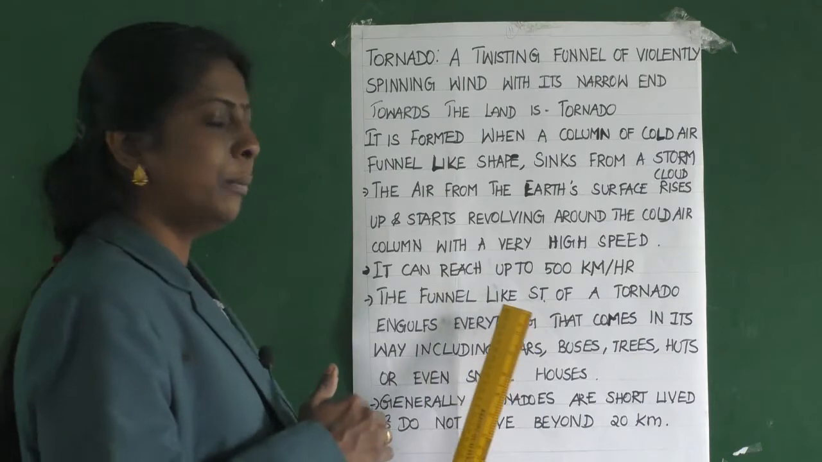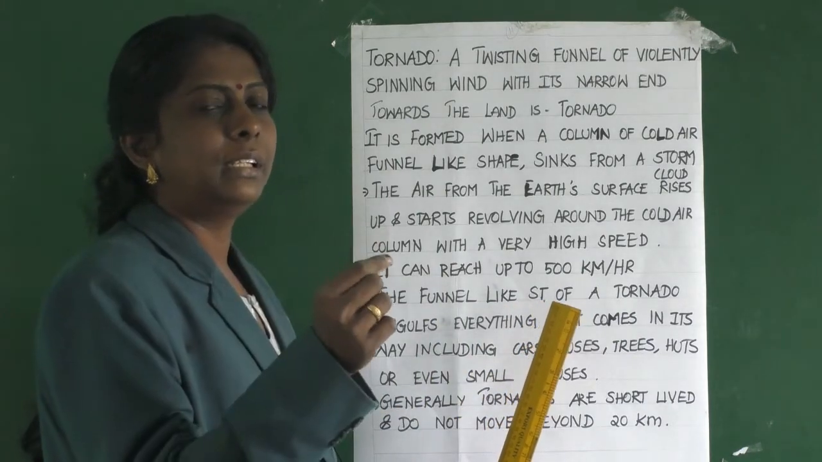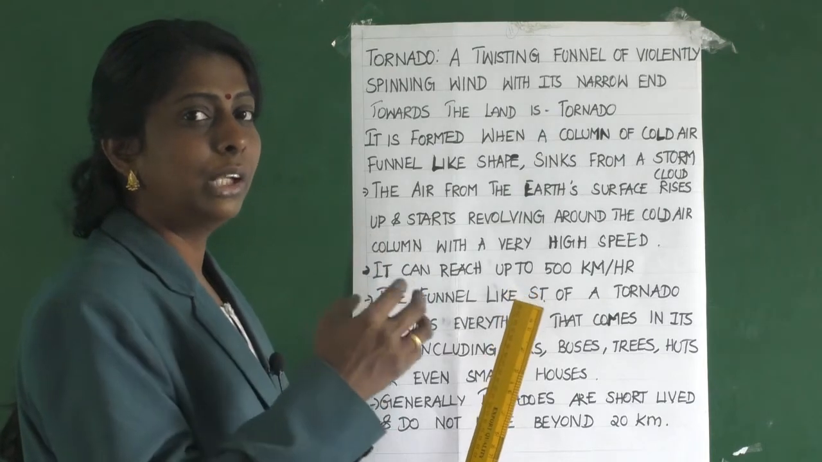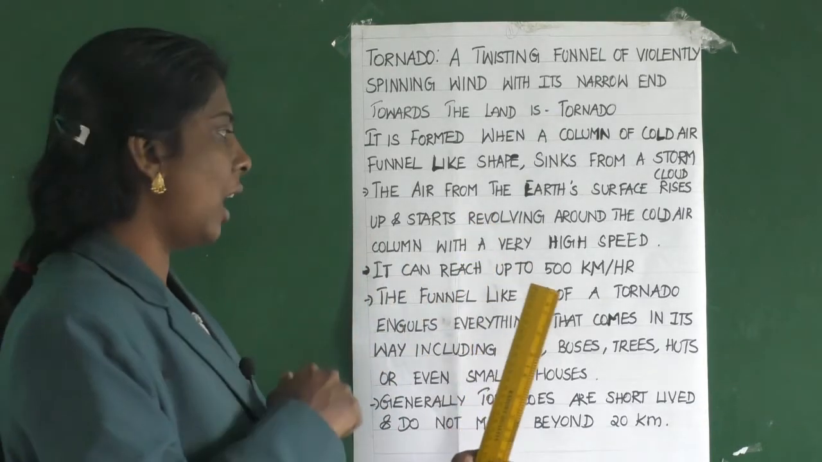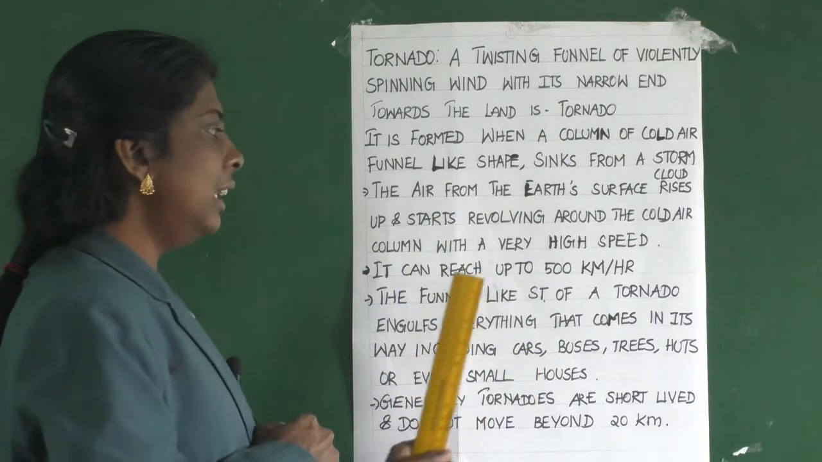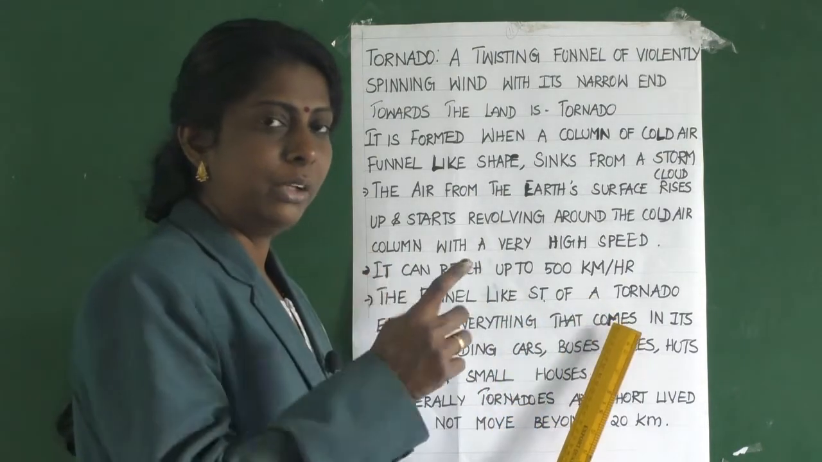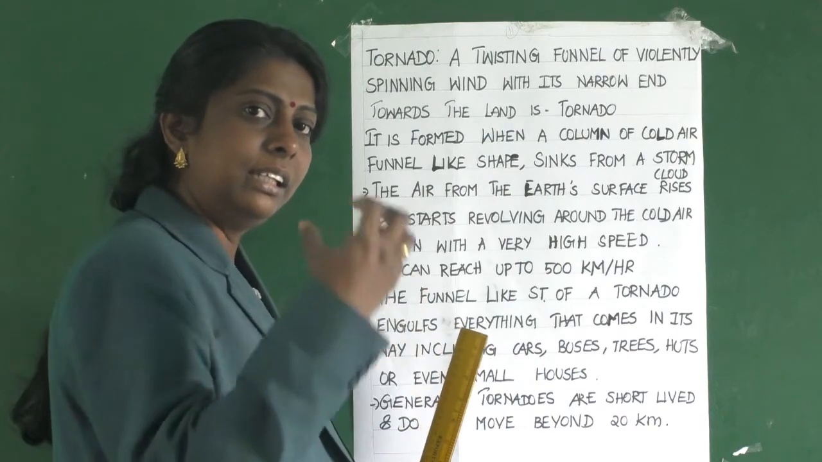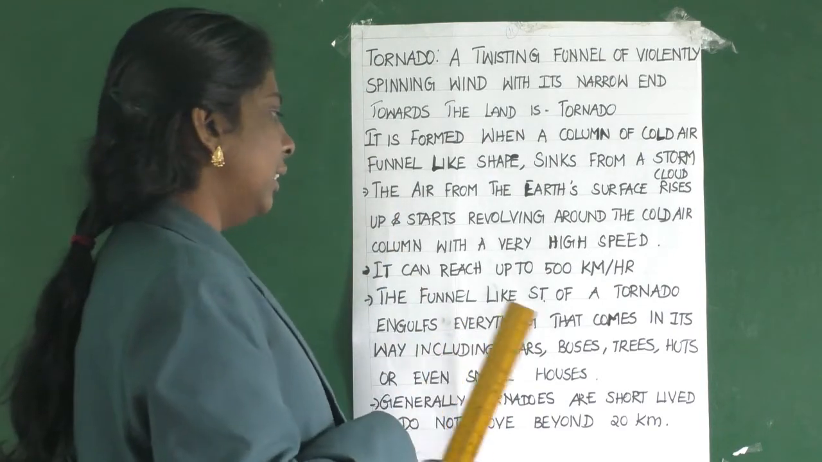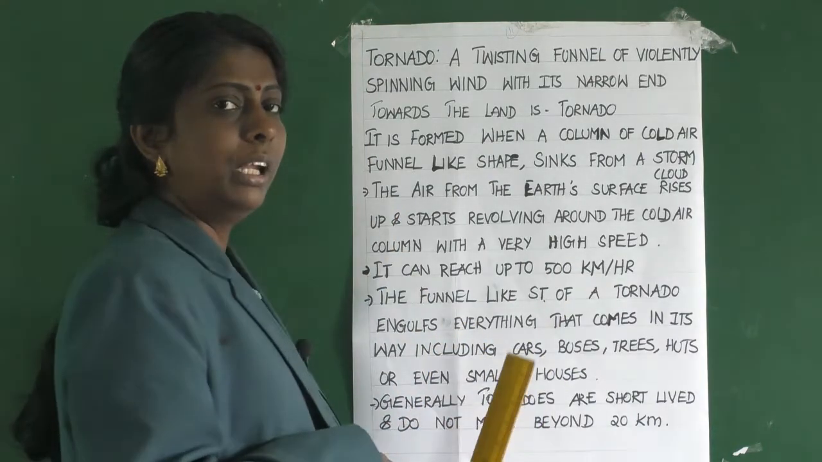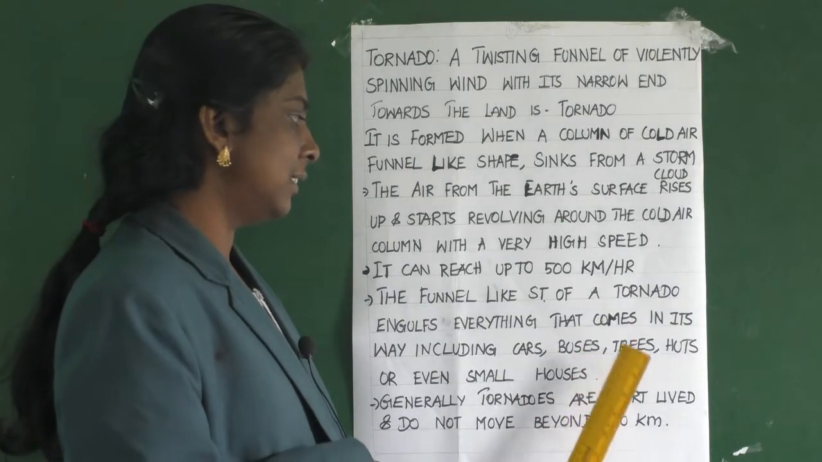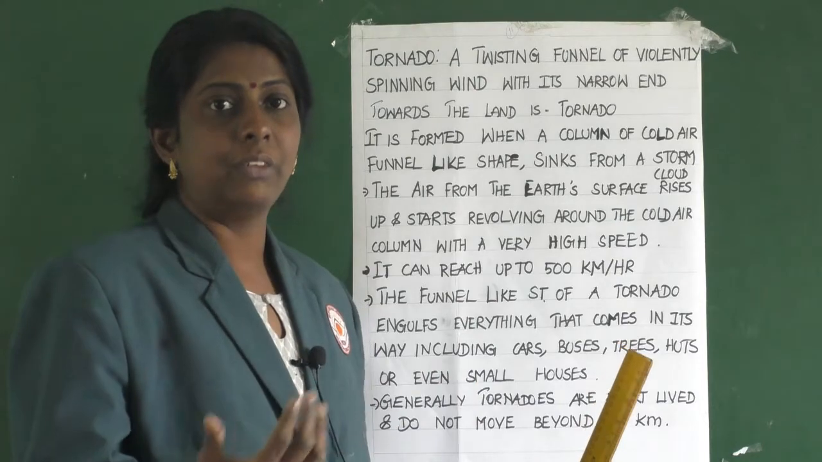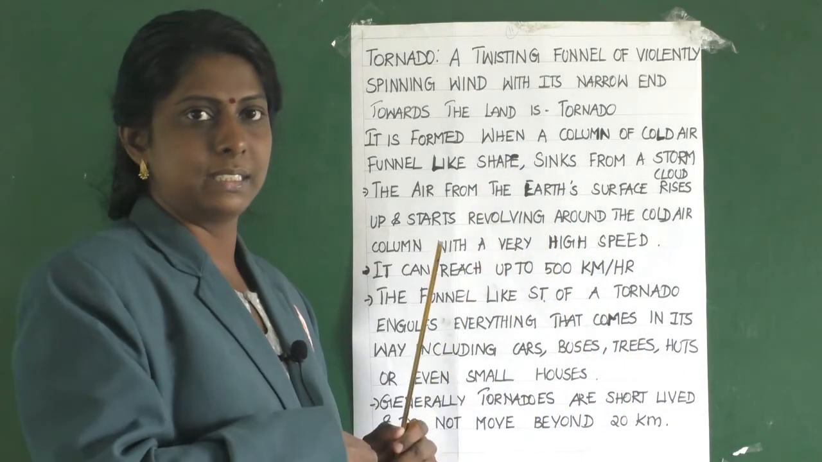It can reach up to 500 km per hour. So at this speed it will cover 500 km within 1 hour. The funnel-like structure of a tornado engulfs everything that comes in its way, including cars, buses, trees, huts or even small houses.